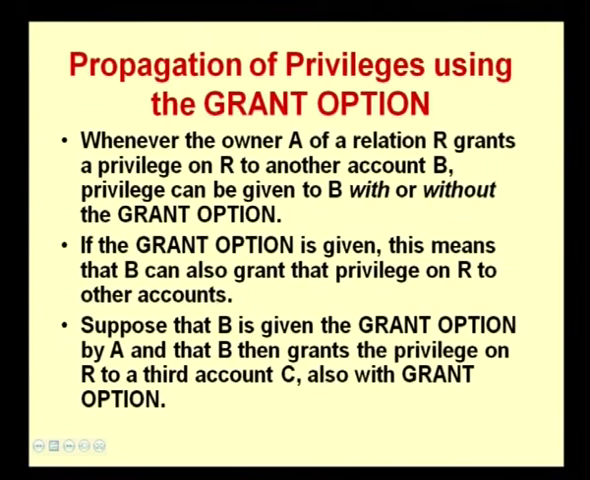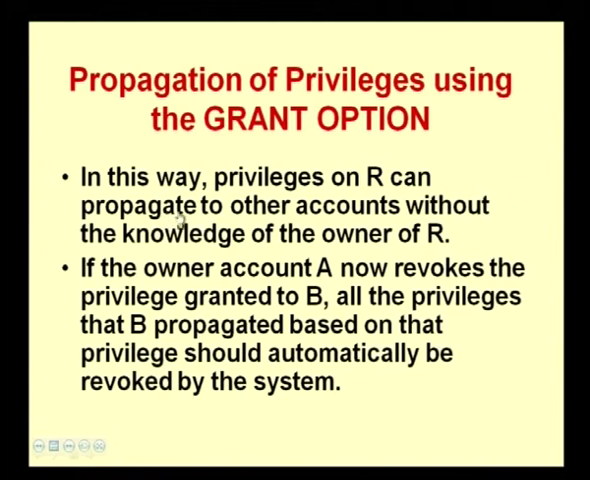If the grant option is given, this means that B can also grant the privilege on R to any other accounts that he wants. Suppose B is given the grant option by A and then B grants the privilege on R to a third account C also with a grant option. So, it can be propagated. In this way, the privileges on R can be propagated to other accounts without the knowledge of the owner of R. If the owner account A now revokes the privilege granted to B, all the privileges that B had propagated based on that privilege should automatically be revoked from the system.